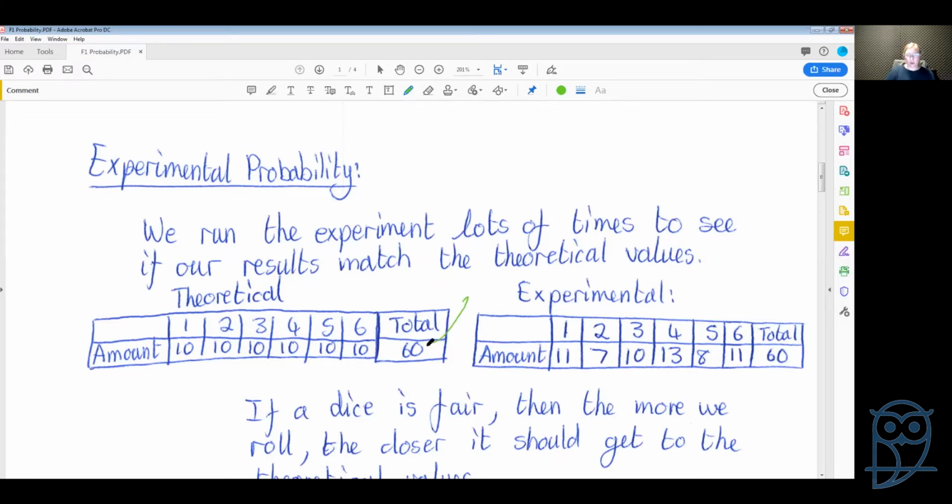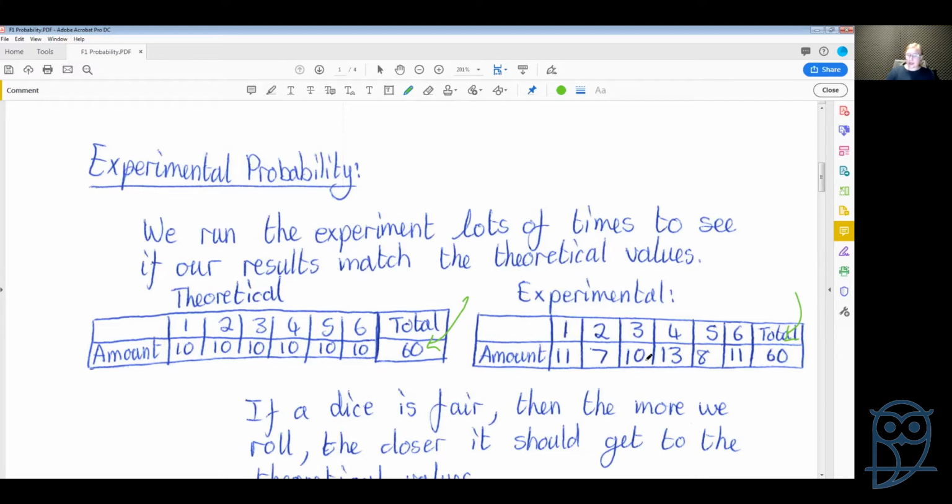So say we want to roll 60 times. Then theoretically, each of these should be 1 in 6. So we should get each number 10 times, right? But experimentally, we take this dice and we physically roll it 60 times. I did this earlier today. It took a while.